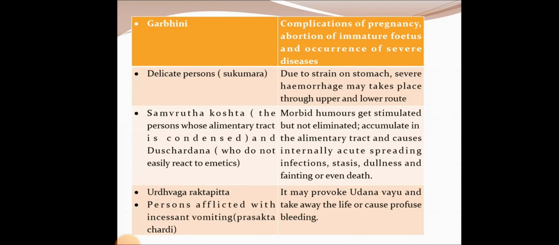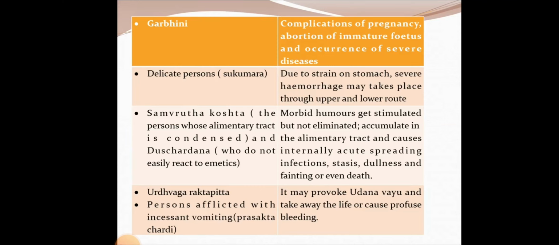Next is delicate persons, Sukumara persons. What happens if they do Vamana? Due to strain on stomach, severe hemorrhage takes place through upper and lower root. In Kshatakshina also we have noted that profuse hemorrhage occurs to those persons due to this continuous strain. Similarly, in Sukumara persons also, due to strain on stomach, both through this upper and lower root, severe hemorrhage occurs.